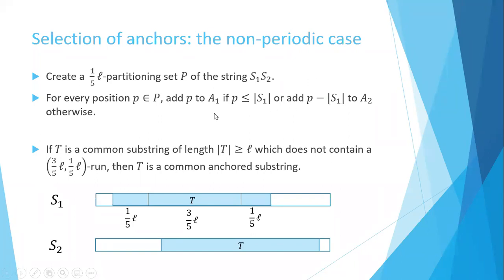And the intuition behind it is that if we have T, which is a common substring in S1 and S2, then because it's a 5L partitioning set, then for sure in the middle part of T, because of the compactness property, some position will be taken from the middle part. And because it's exactly the same string in S2, then we will also take this relative point into A2.